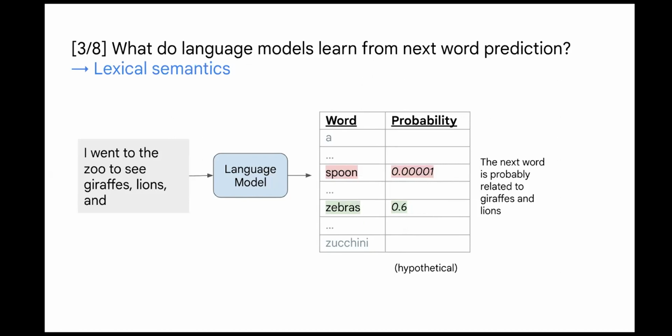Language models can also learn things like lexical semantics, or learn about what the identity of words are. So if there's a sentence like, "I went to the zoo to see giraffes, lions, and," then the next word is probably going to be upweighed to be something like zebras. So it's probably something related to giraffes and lions.